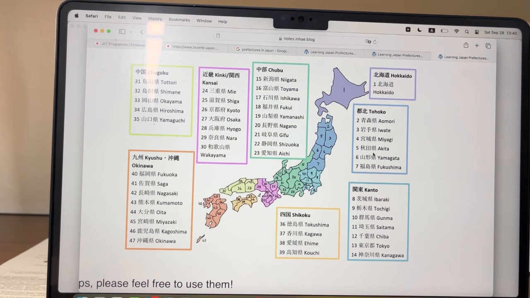And we have Tohoku. I don't know anything about Tohoku, but I have a few ALTs that live here, ALTs that are my friends. And then here we have Kanto: Ibaraki, Tochigi, Gunma, Saitama, Chiba, Tokyo, Kanagawa.